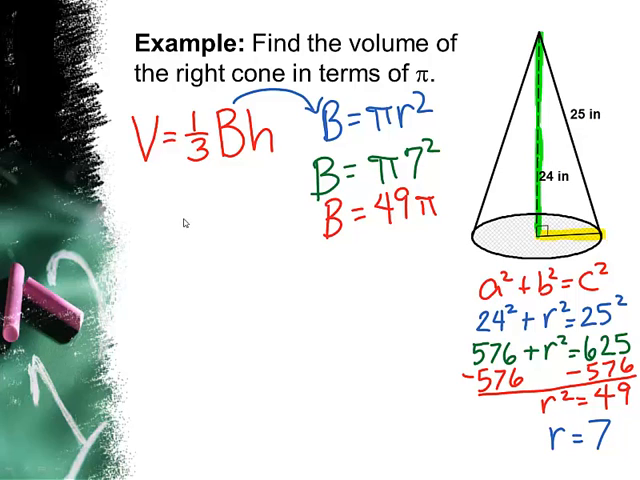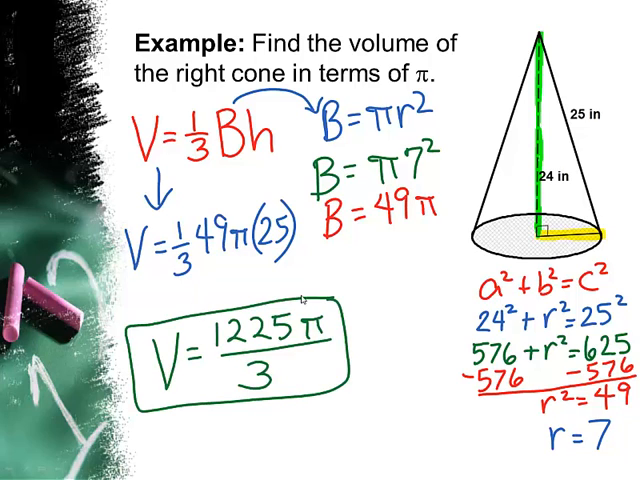And I'm almost done. I have the height, I have the base, so now I can just substitute. Volume is 1/3 times 49 times pi times 25. And if I were to just multiply the numerator numbers, I get 1225 pi all over 3. And that is the exact answer in terms of pi. When we say in terms of pi, that means leave the pi there. Don't hit the pi button on your calculator.